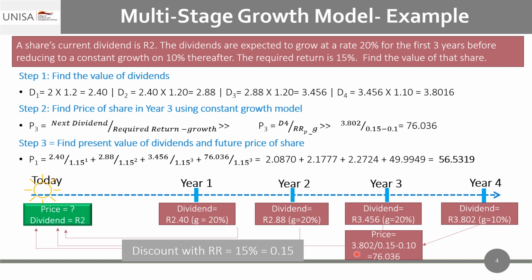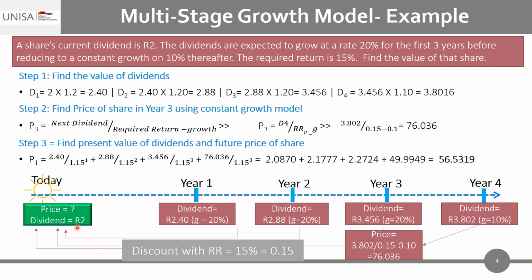So we know that in year 3, the value of the share is equal to D1 divided by required return minus G. So our D1 in year 3 looks at year 4. So we say 3802 divided by 0.15, which is the required return given here, minus G, which is 10% from the constant period. From year 4, remember the growth is 10%. That gives us 76.6036. So now we have all the numbers we need, but now we need to find these values. What are these values today?